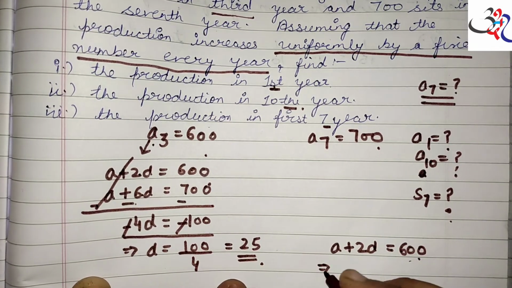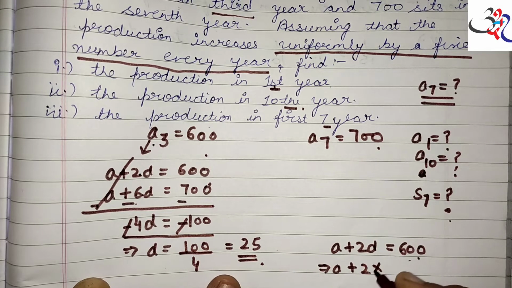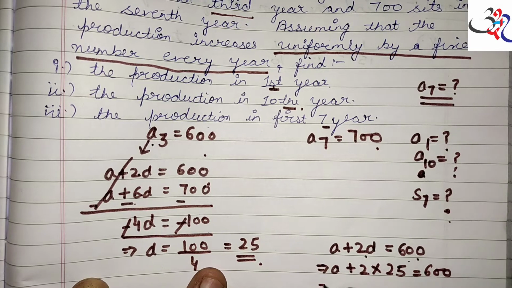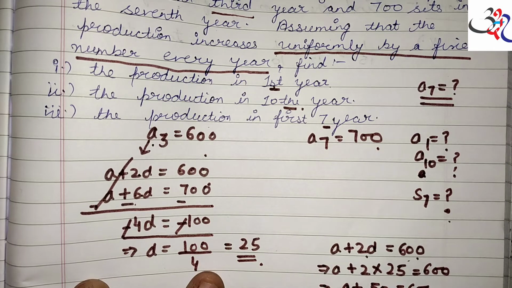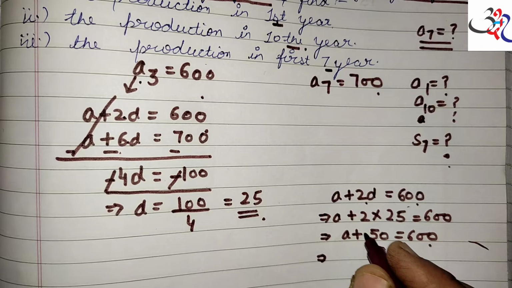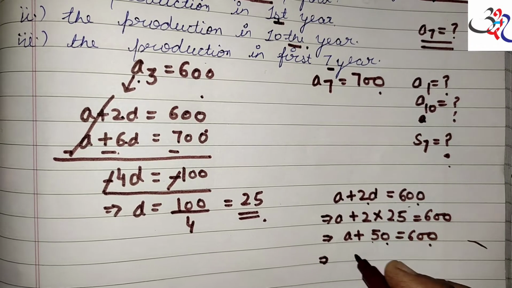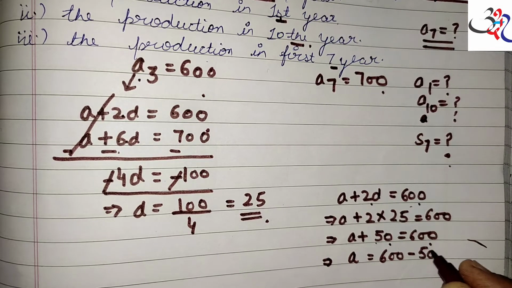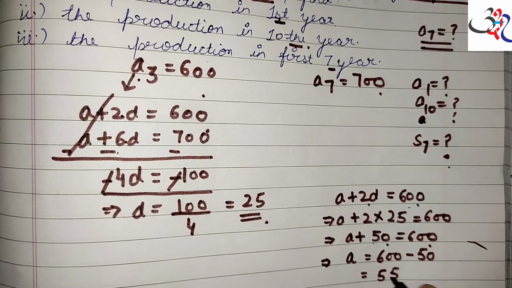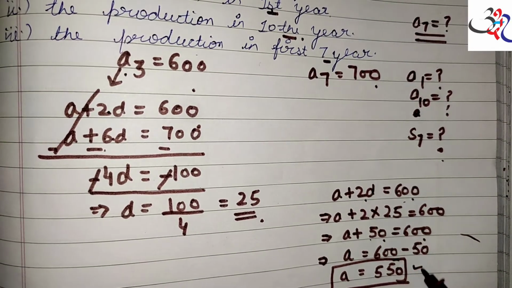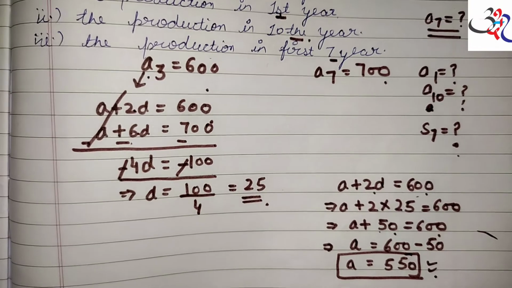So now put the value in the first equation to find out the value of A. A plus 2 into D, which is 25, is equal to 600. So it will be A plus 50 is equal to 600, because 25 into 2 is equal to 50. So my A will be equal to 600 minus 50, which is equal to 550. It means the production in the first year is 550.